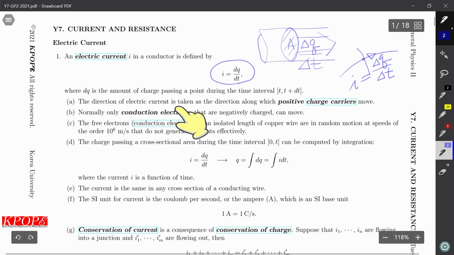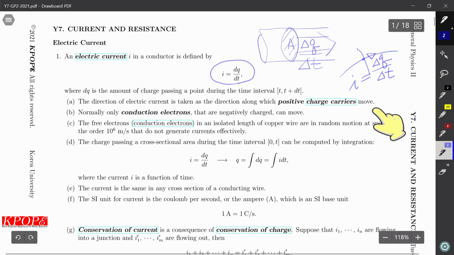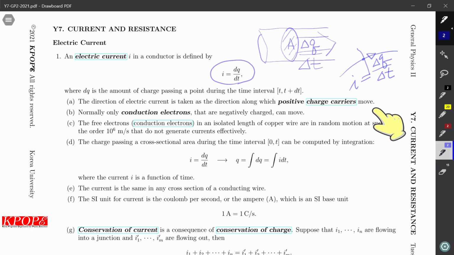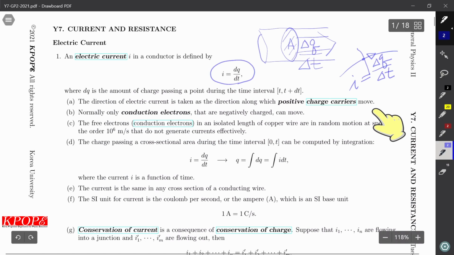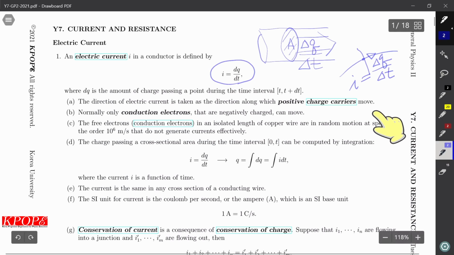The direction of the electric current is taken as the direction along which positive charge carriers move. In fact, in most cases, the charge carriers are electrons, and the electron has a negative charge. However, historically, we have determined the sign of the charge carrier as positive. So the actual direction of the flow of charge carriers, which are mostly electrons, is opposite to the direction of the current. Unfortunately, we use positive charge carrier motion to determine the direction of the electric current.